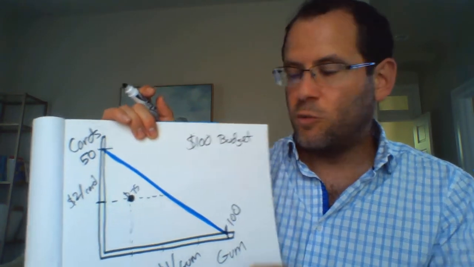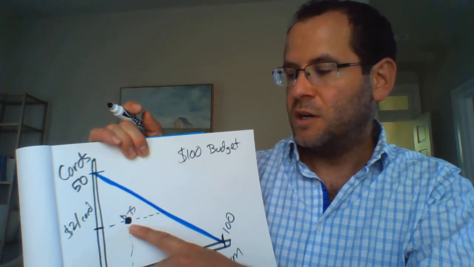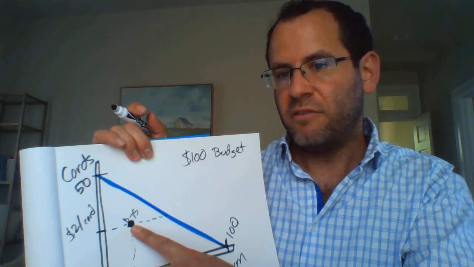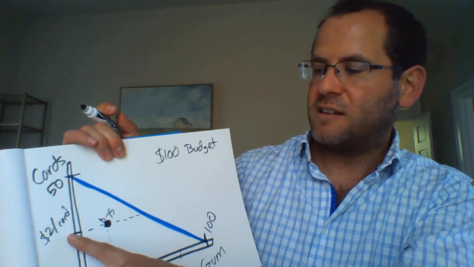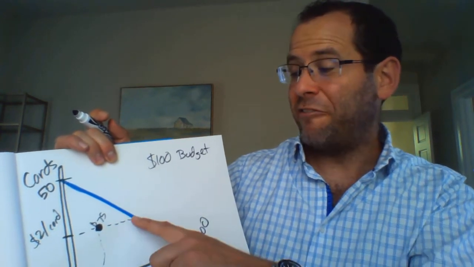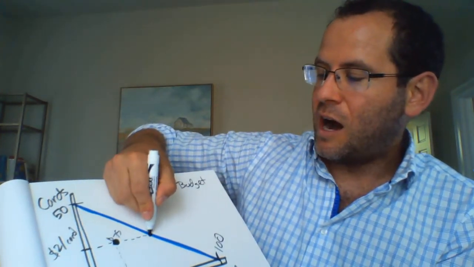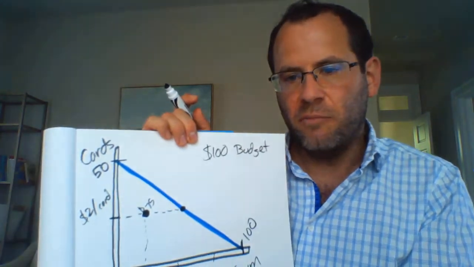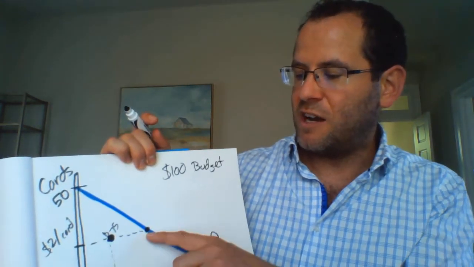No, right? We're in the opportunity set. It's something we can do. It's feasible, but it's not spending all the money we have. So if instead we were buying 25 packs of cards and say 50 packs of gum, that would put us right here on the budget constraint, spending all of our money, because we'd be spending $50 on baseball cards and $50 on gum.